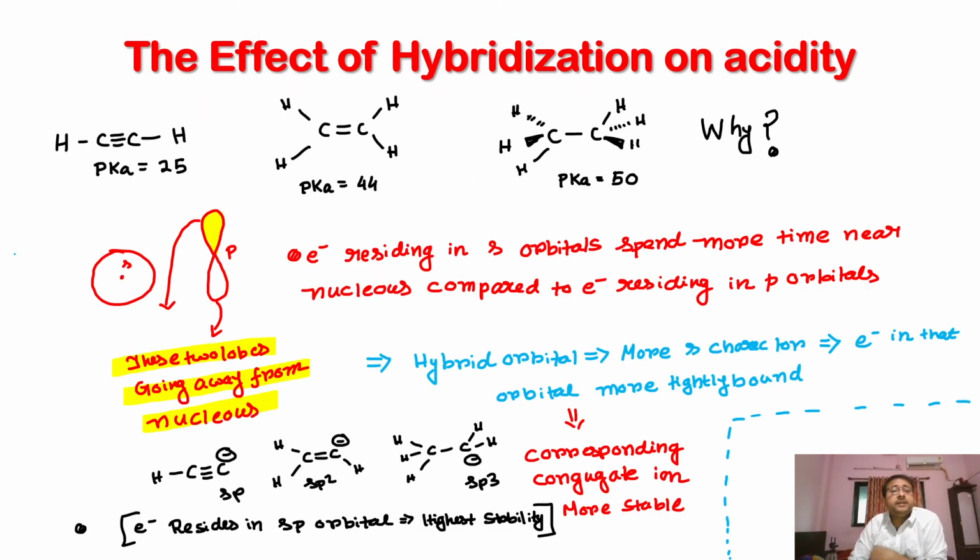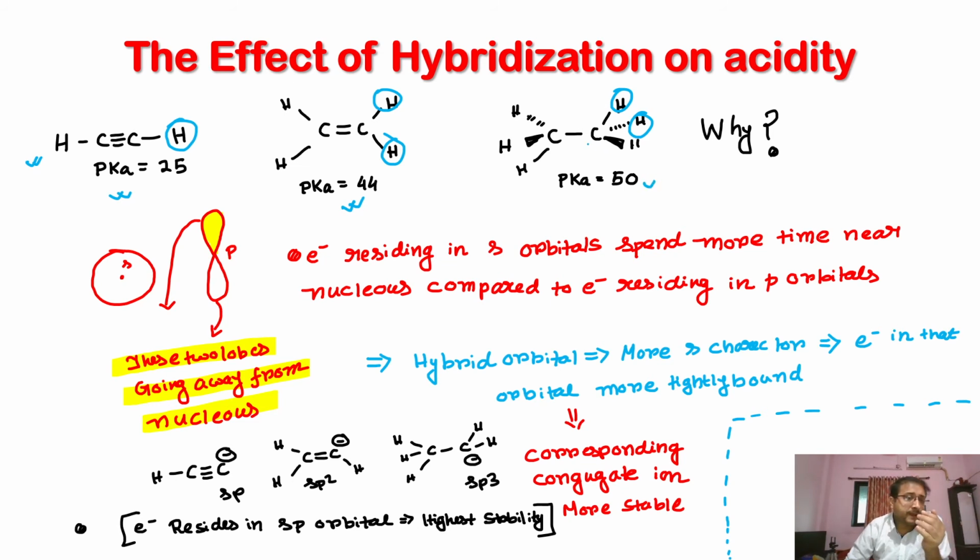There is also another very important factor that decides the acidity of any molecule, that is the hybridization state of the atom. Let's take some examples. You can see these are the pKa values of some compounds. This is the acetylene molecule. Here I am talking about the acidity of this hydrogen, which has a pKa value of 25. This is the ethylene molecule. Any of these hydrogen atoms has a pKa value of 44. And this is the ethane molecule. Here the pKa of these hydrogens is 50.